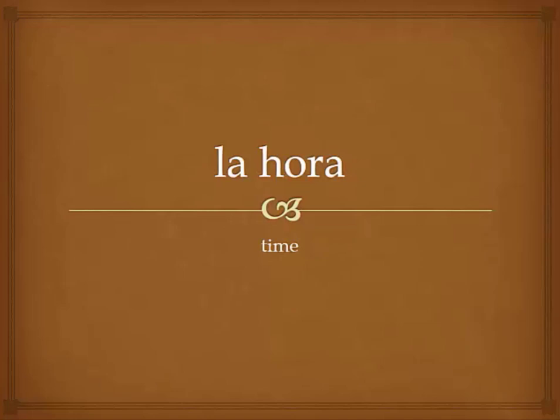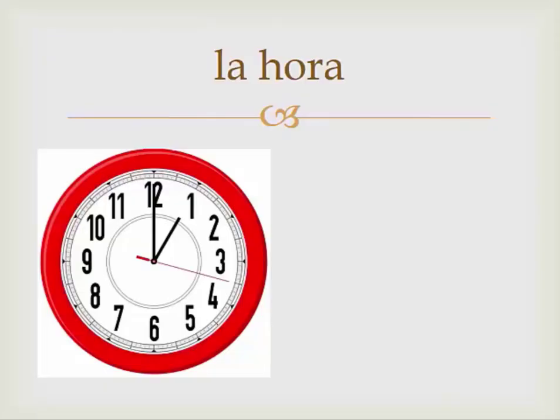La hora, or time. This lesson is how to tell time. The question for asking, what time is it, is ¿Qué hora es? What time is it? ¿Qué hora es? We'll start with 1 o'clock. When you want to say it is 1 o'clock, you would say es la una. It is the one. Es la una.